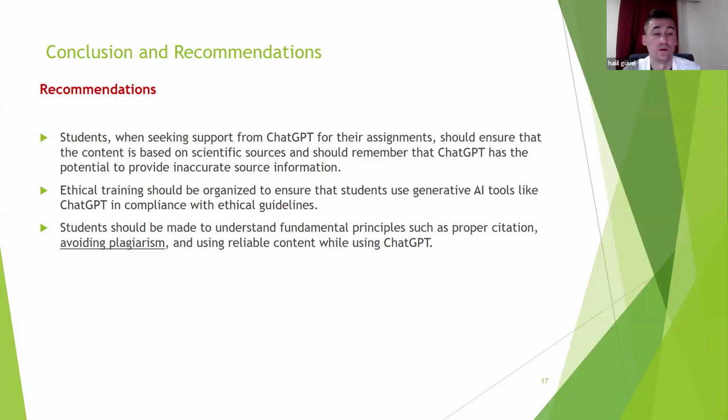And lastly, students, when seeking support from ChatGPT for their assignments, should ensure that the content is based on scientific sources and should remember that ChatGPT has the potential to provide inaccurate source information. And also ethical training should be organized to ensure that students use generative AI tools like ChatGPT in compliance with ethical guidelines. And last, students should be made to understand fundamental principles such as proper citation, avoiding plagiarism, and using reliable content while using ChatGPT.